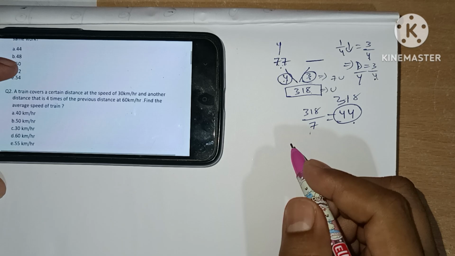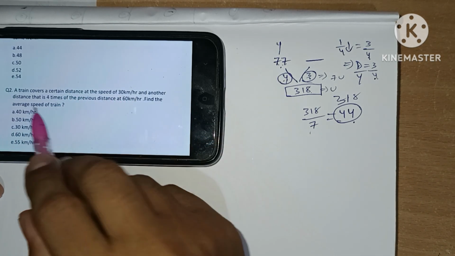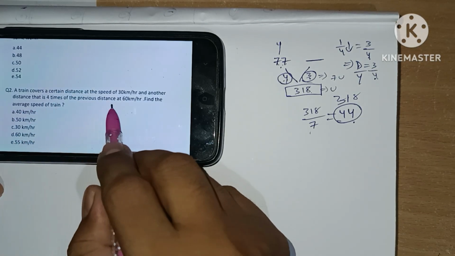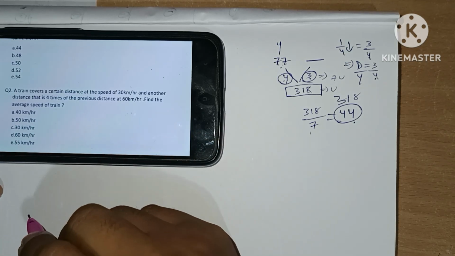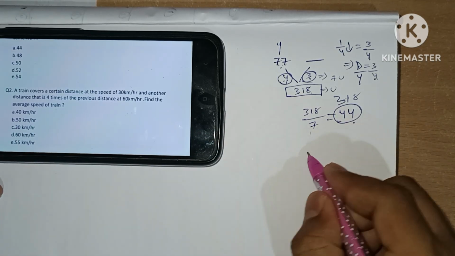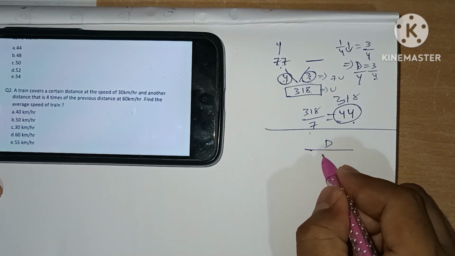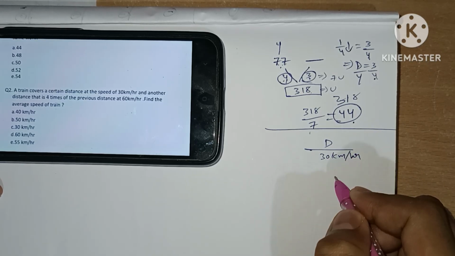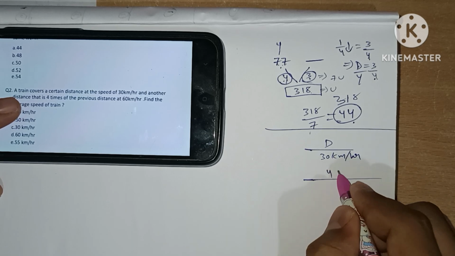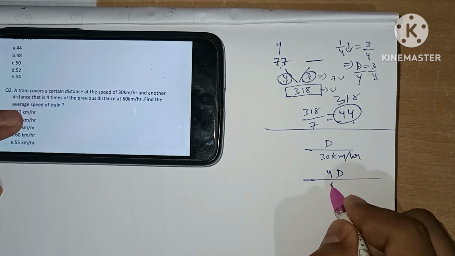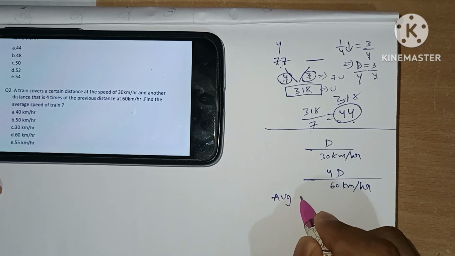Okay, next, second question. A train covers a certain distance at a speed of 30 kilometers per hour and another distance that is 4 times the previous distance at 60 kilometers per hour. Find the average speed. So the question says that there is a distance d, covered at a speed of 30 kilometers per hour, and another distance 4 times the previous distance, so another distance is 4d, traveling with a speed of 60 kilometers per hour.